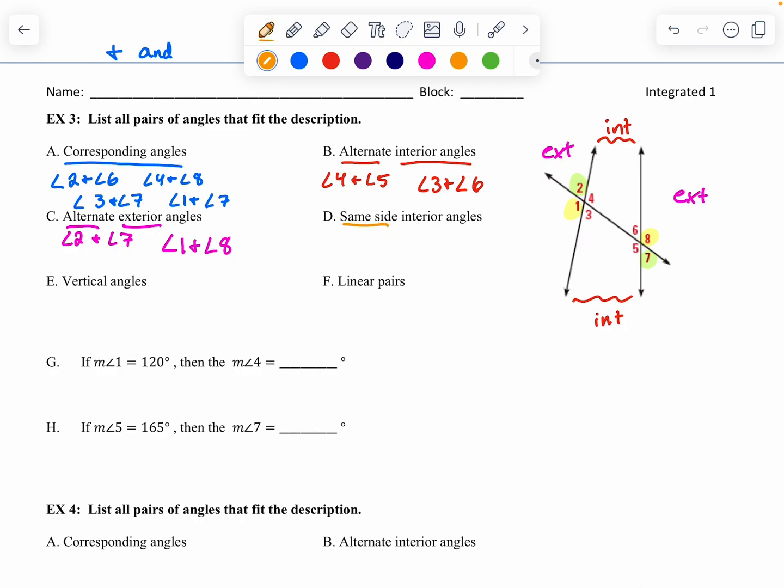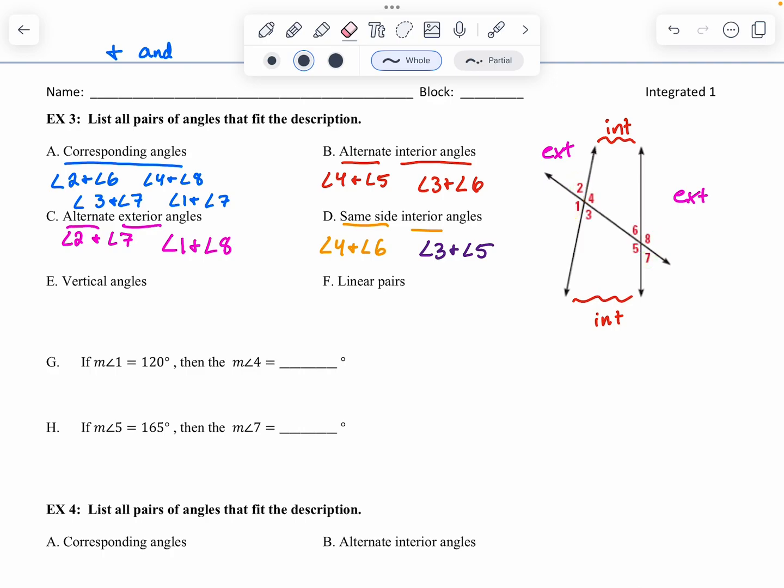Next, we've got same side interior. So we've got our interior, so same side, angle 4 and angle 5. Oh, nope, those are alternate. So angle 4 is same side with angle 6. So angle 4 and angle 6. And then angle 3 is on the same side as 5, and it's still on the interior. So angle 3 and angle 5.